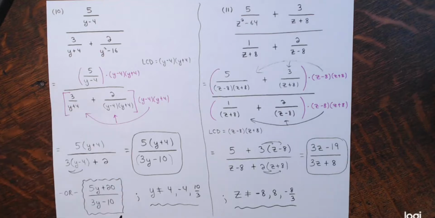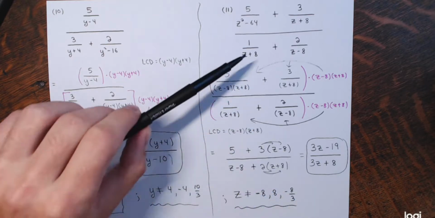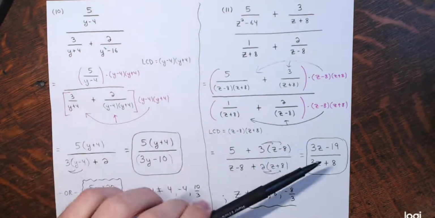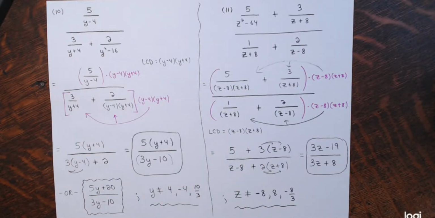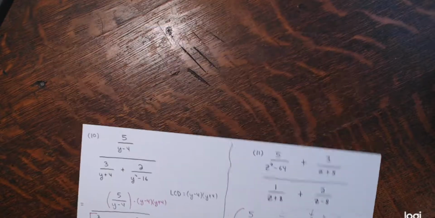But for any other value of z, we can plug it in. So plug in any other value of z to the original expression and the final expression and see that you'll get the same value for both, no matter what you plug in for z. Again, as long as it's not negative 8, positive 8, or negative 8/3, you're fine. So moving along. Now all of these next examples are the same.